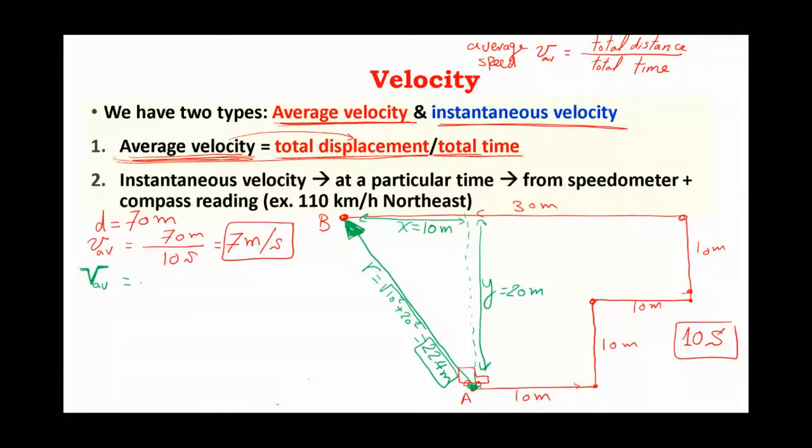So the average velocity, V average, I will make it a big V like this one. The average velocity equals total displacement, which is 22.4 meter, divided by the total time, which is 10 seconds. So the result will be 2.24 meter per second. So this is the average velocity. Is it enough to tell that the average velocity is 2.24? No, it's not. What do we need else? We need a direction.